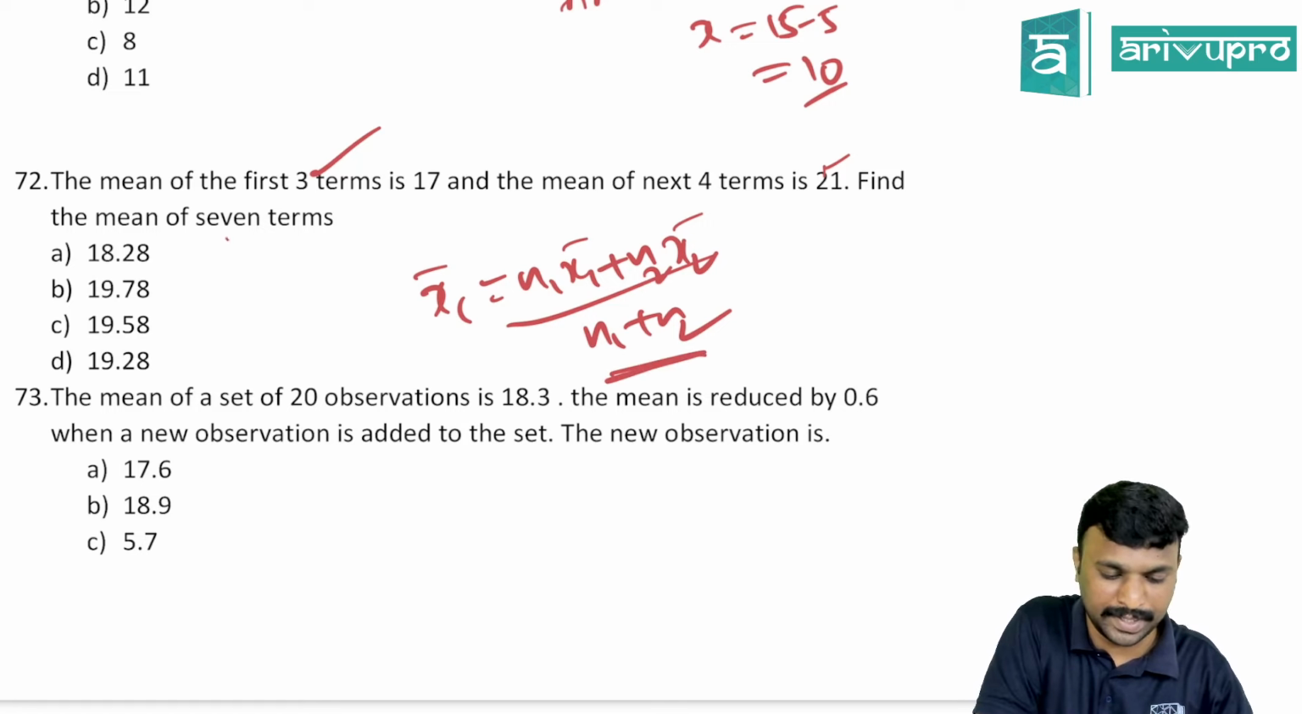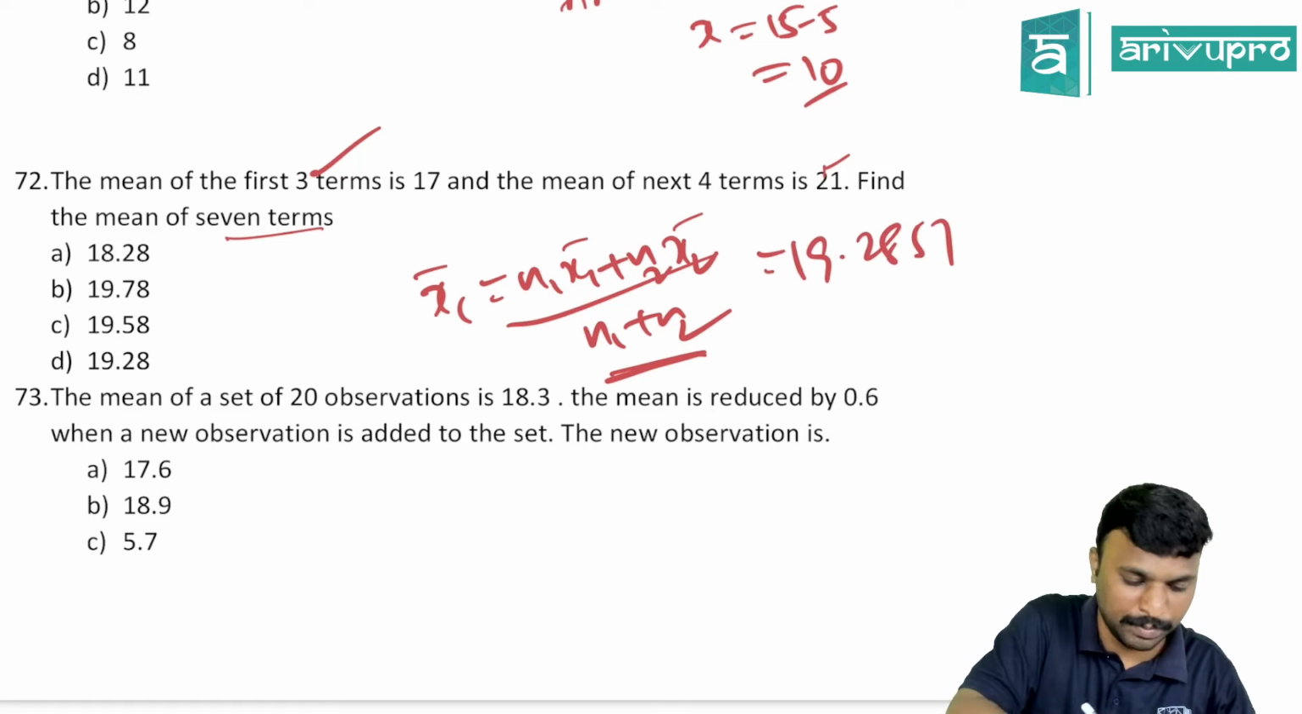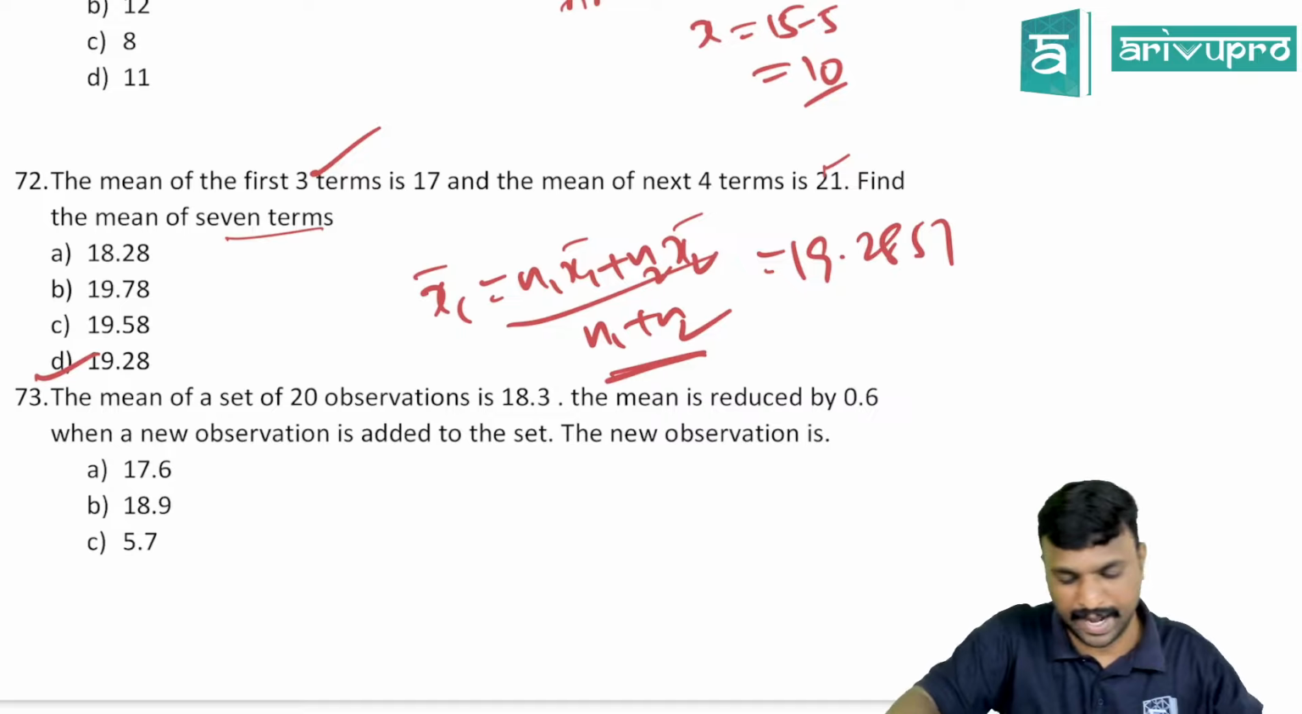N1 plus N2 is 7 because 3 plus 4. And the result is 19.2857. So option D is the right answer.